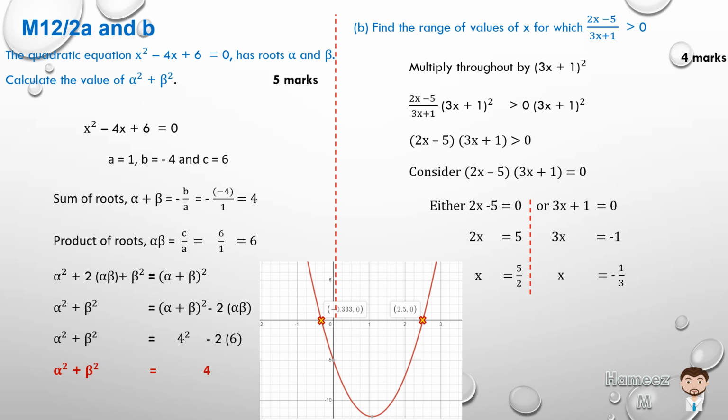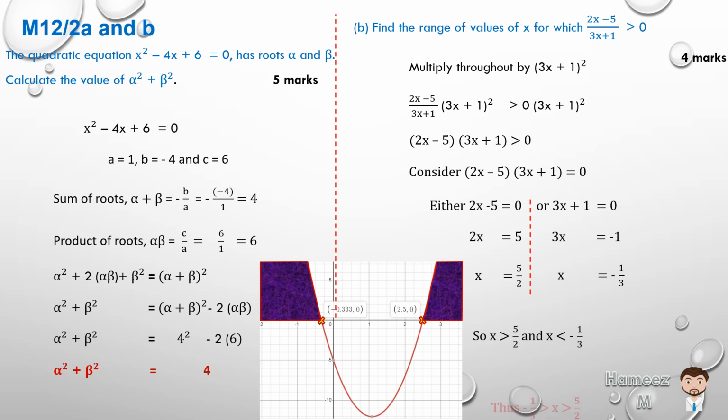And we want to find where this quadratic is greater than 0, meaning where are the y values greater than 0? Well, if we look at the root on the right hand side, 5/2, then everything to the right of it, y is positive, and everything to the left of minus 1/3. So x must be greater than 5/2, and x must be less than minus 1/3. And we could write it together as such.